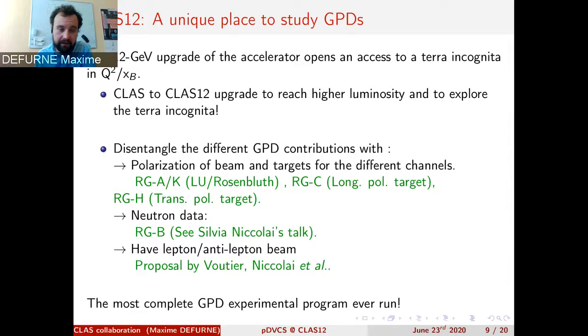So this is a proposal that will be in front of the next PAC and hopefully will be accepted. And when you look into that, you realize that CLAS12 will have the first complete GPD experimental program ever run, because we have all polarizations, all kinds of lepton beam, and also neutron data.